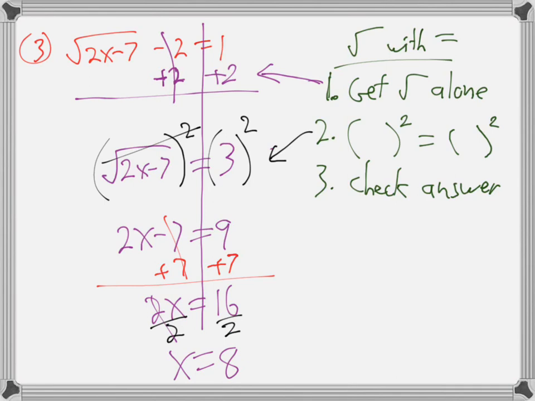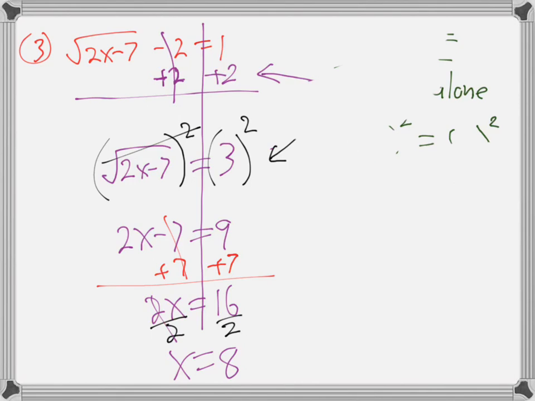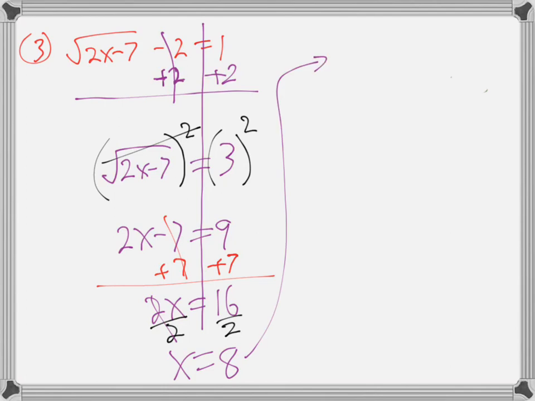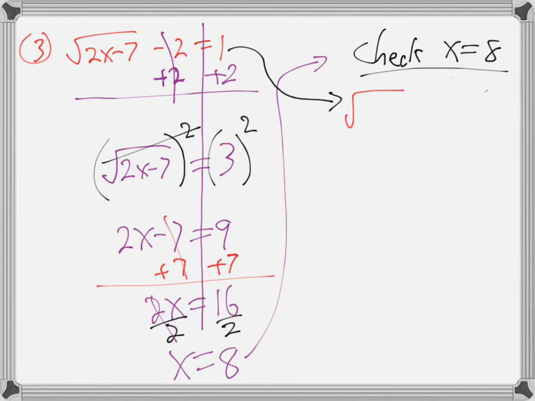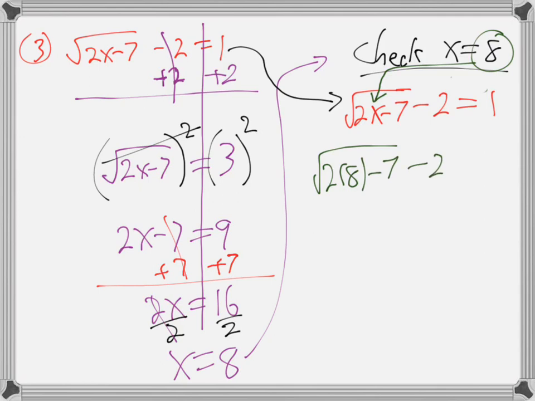We have to check. So now let's go up here and check. I'm going to erase this stuff. It's on the board for you. So let's go check. So we take the original question: square root of 2x minus 7 minus 2 equals 1. Grab that 8 and put it in. So what do we get then? We get square root of 2 times 8 minus 7 minus 2 equals 1.